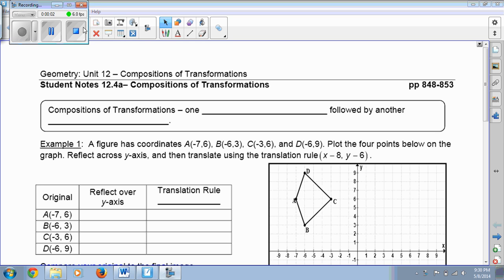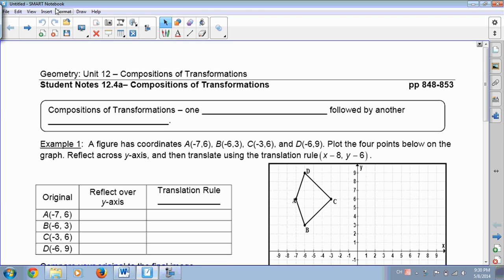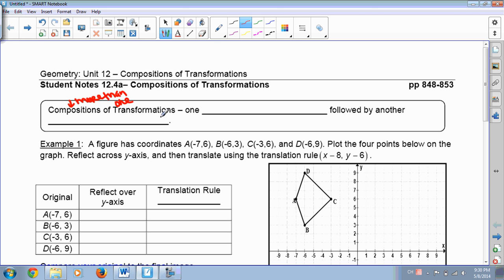Okay, this is Student Notes 12.4a, Compositions of Transformations. Okay, a composition is really just more than one transformation involved. Composition just means more than one, and it's one transformation followed by another transformation. That's what these two blanks are. One transformation followed by another one.